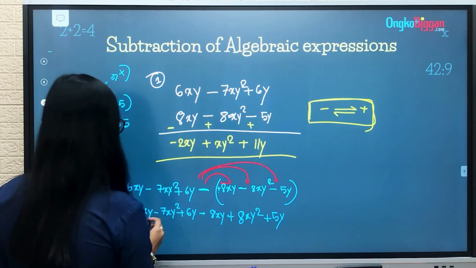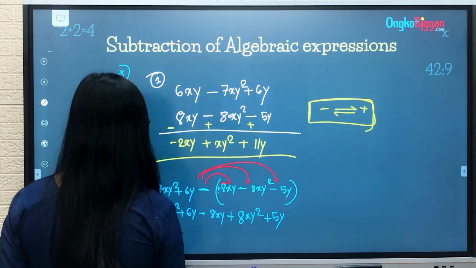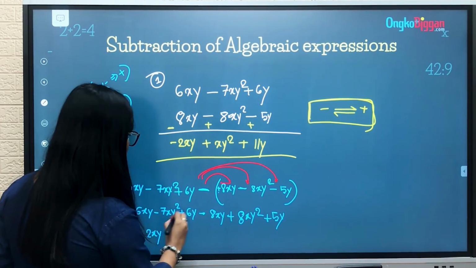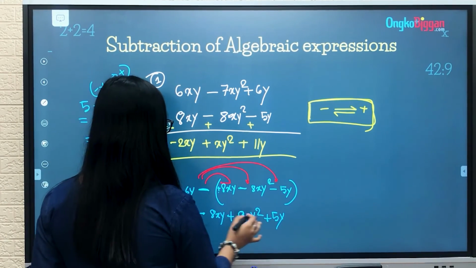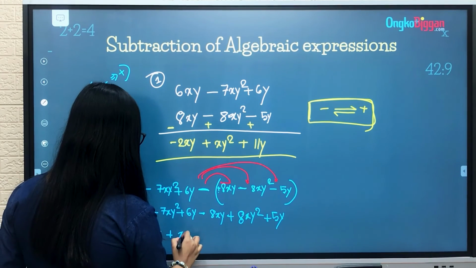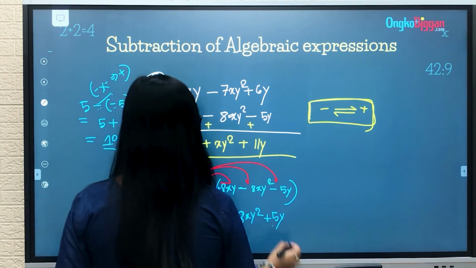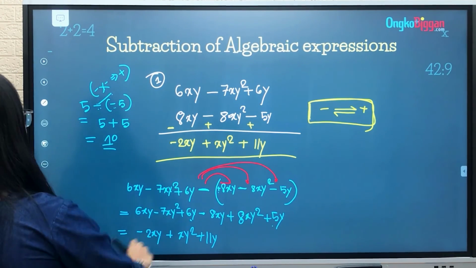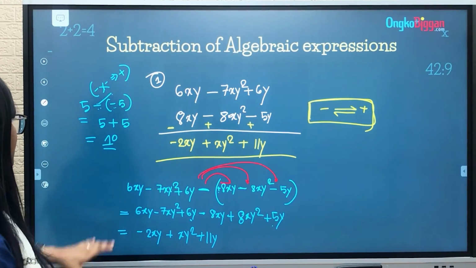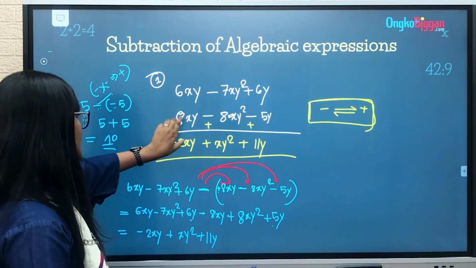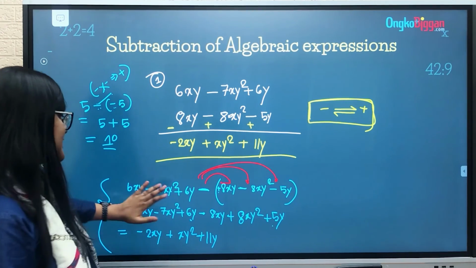So if we do the calculation, we will get the same thing back: 6xy minus 8xy, that means minus 2xy, then minus 7xy squared plus 8xy squared, that gives us xy squared, and plus 11y, that means 6y plus 5y. So we are getting this term back. In this way our subtraction is happening. So if you are confused about why we are changing the sign, that is our explanation.